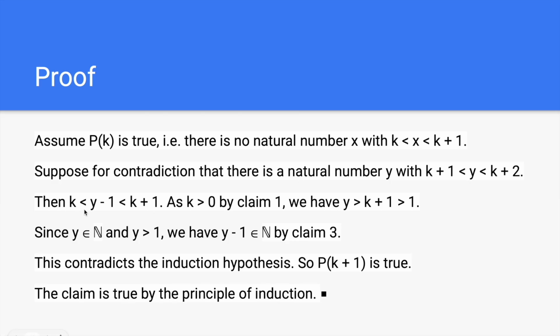Then k less than y minus 1 less than k plus 1. As k is greater than 0 by claim 1, we have y is greater than k plus 1, which is greater than 1. Since y belongs to ℕ and y is greater than 1, we have y minus 1 is a natural number by claim 3. This contradicts the induction hypothesis, so P(k plus 1) is true. The claim is true by the principle of induction.